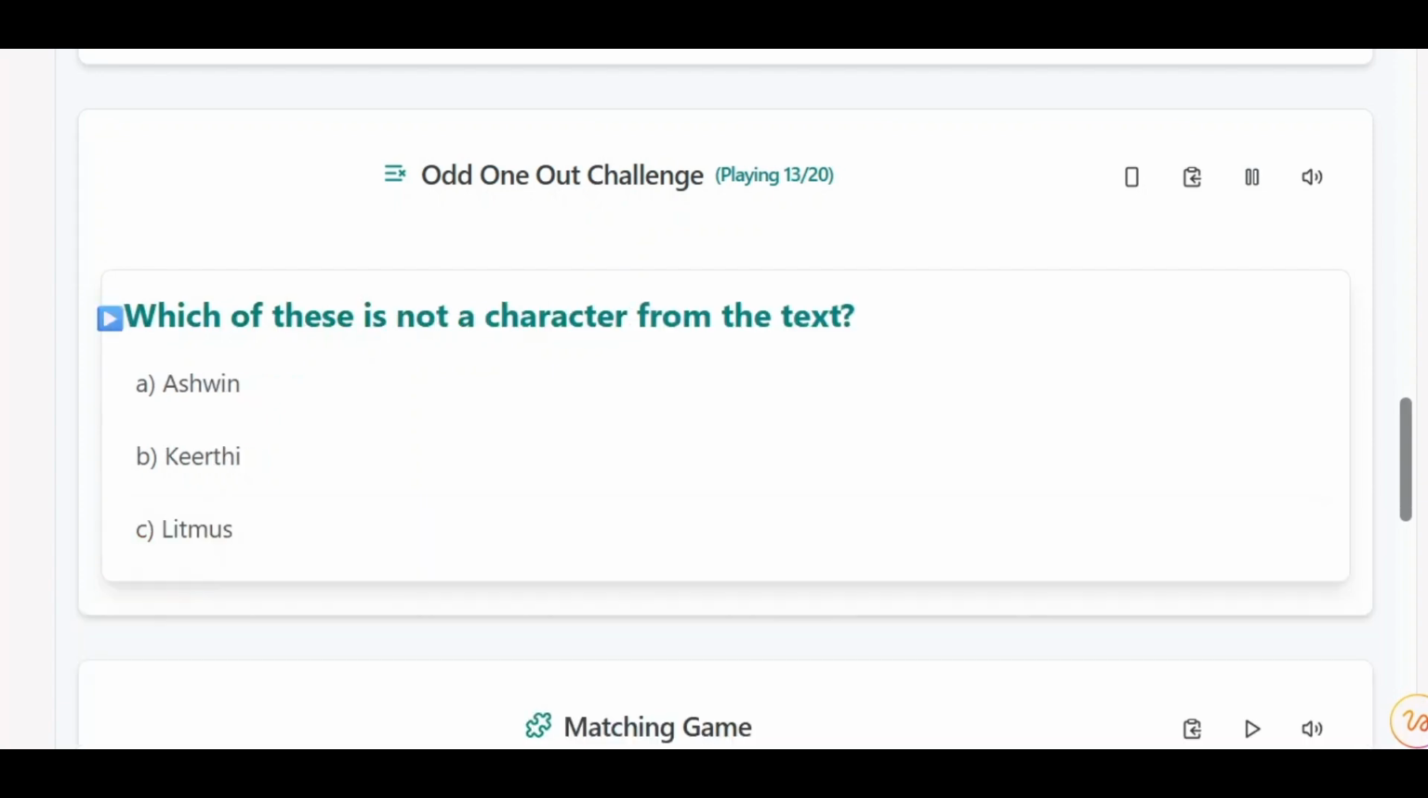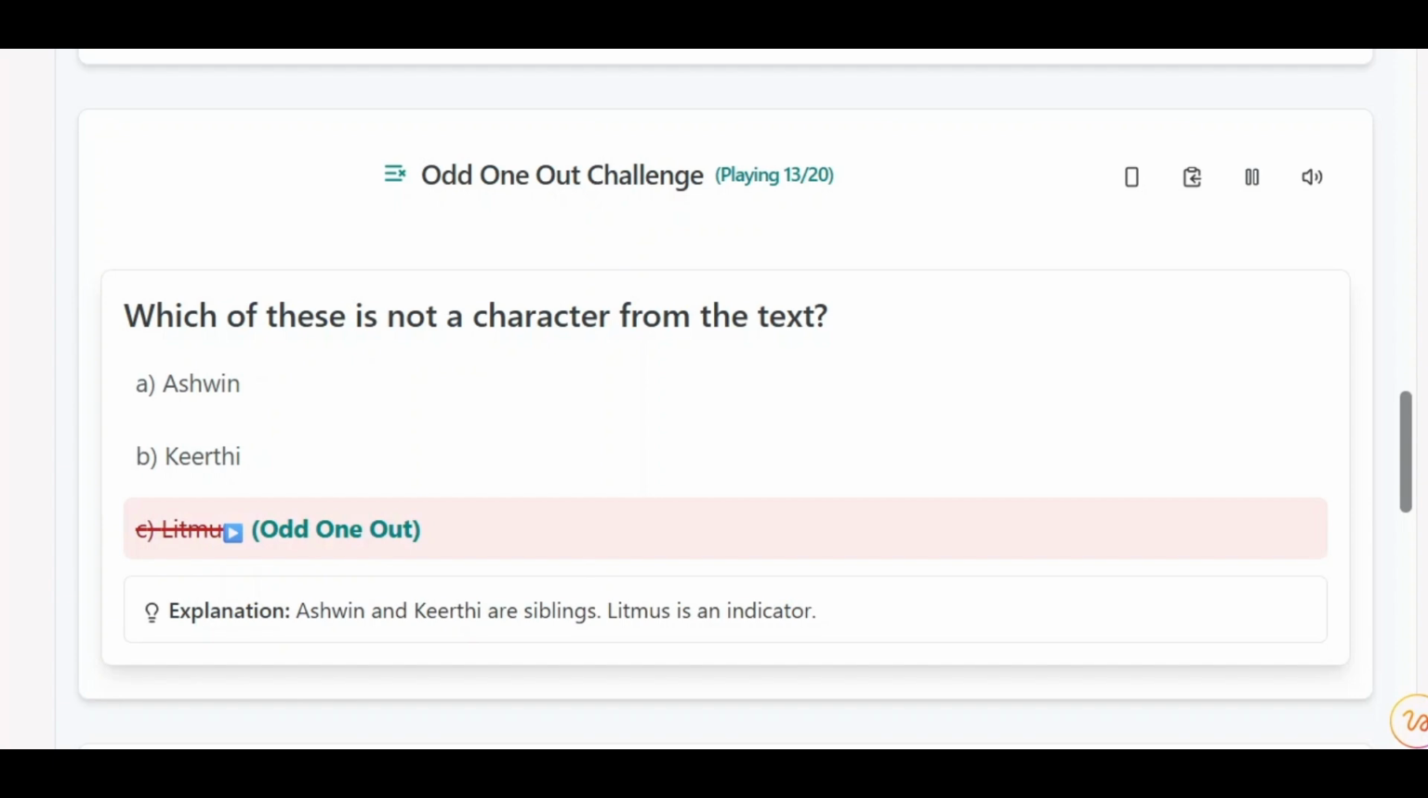Which of these is not a character from the text? Ashwin, Kirti, litmus. The odd one out is litmus, because Ashwin and Kirti are siblings, while litmus is an indicator.